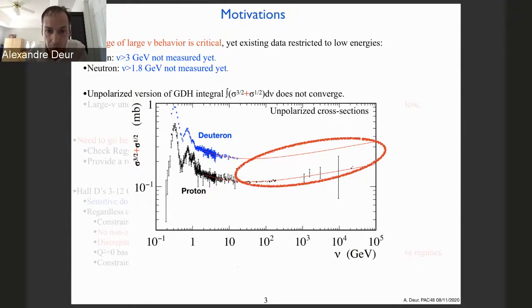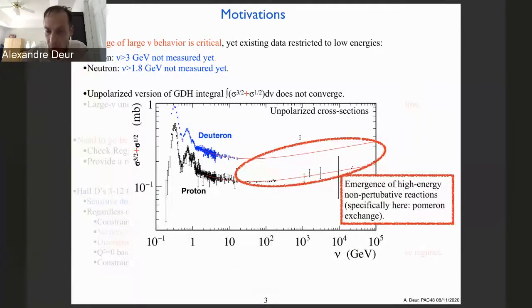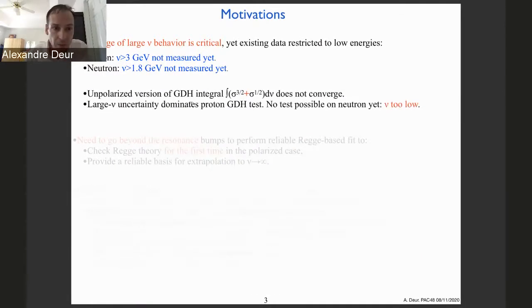But then if you extend your measurement past 10 GeV, you can start to see that the convergence of the sum rule is jeopardized. This is due to the emergence of new phenomena at large energy, and in the case of this cross-section, that's the emergence of the Pomeron exchange. Besides this, it's also interesting to make a measurement at large energy because the GDH sum rule was tested on the proton, but the dominant uncertainty in this test is the assessment of what is the large energy unmeasured contribution to the sum rule.